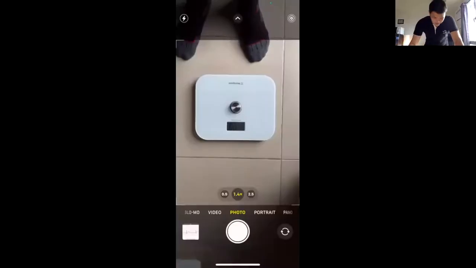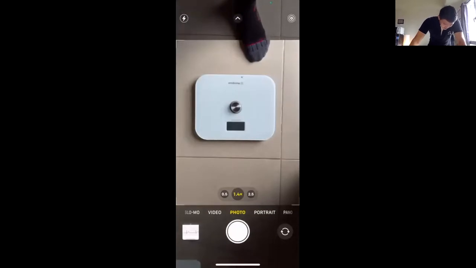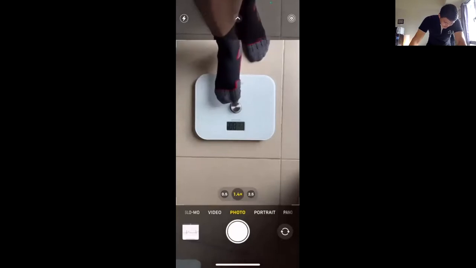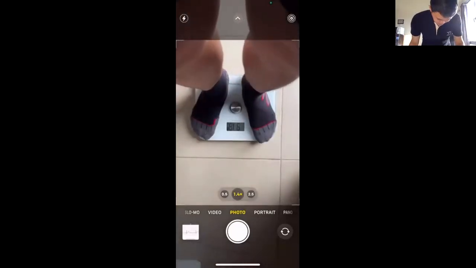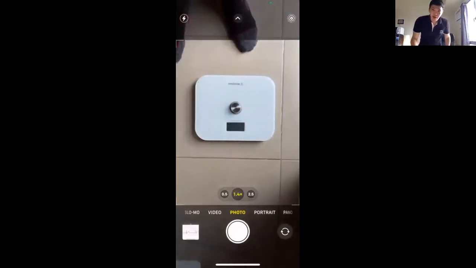So here I have a bathroom scale that I'm going to use. It is powered by, you step on this, I think it's a spring. So I'm going to use my weight. Okay, so it's about 90 kilograms.